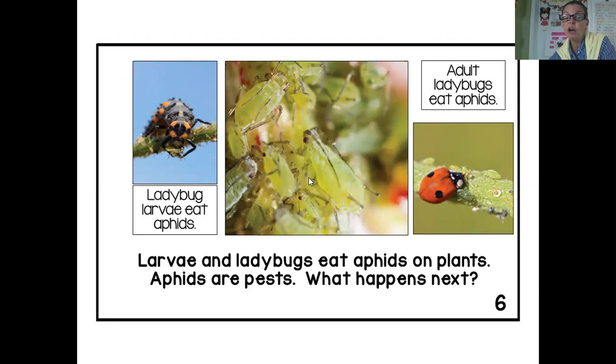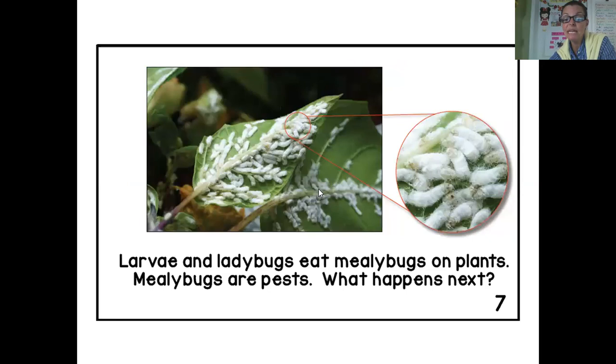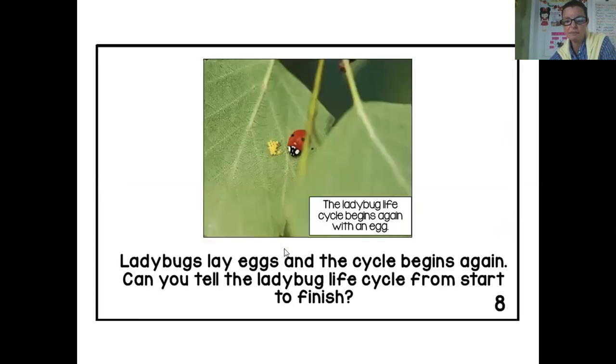And they also eat these things called mealybugs. So larvae and ladybugs eat mealybugs on plants. Mealybugs are also pests. So once the ladybugs are hatched, then eventually they can lay new eggs and the life cycle begins all over again. All right? So that is the life cycle of a ladybug.